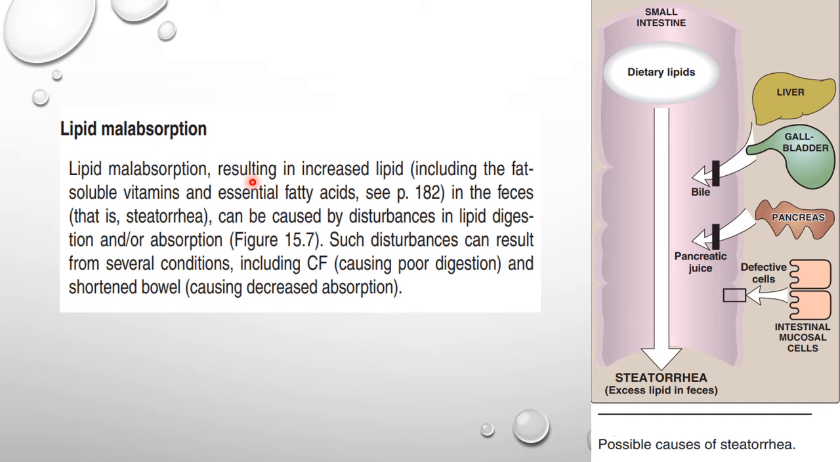If there is lipid malabsorption, it can result in increased lipid availability in the feces, and that may result in steatorrhea, and this can be caused by many disturbances in lipid digestion and absorption. For example, you see here that bile cannot flow properly from the liver and gallbladder into the intestine. That may result in malabsorption of dietary lipids. Similarly, pancreatic juice cannot be effectively poured into it. Even a shortened bowel, for example, can cause decreased absorption. There may be defective cells of the intestine, as a result of which there may be steatorrhea, which is the excess lipid availability in feces. Also, cystic fibrosis can cause poor digestion. So all of these are possible causes of the pathology of steatorrhea, and all of them can result in malabsorption of dietary lipids.